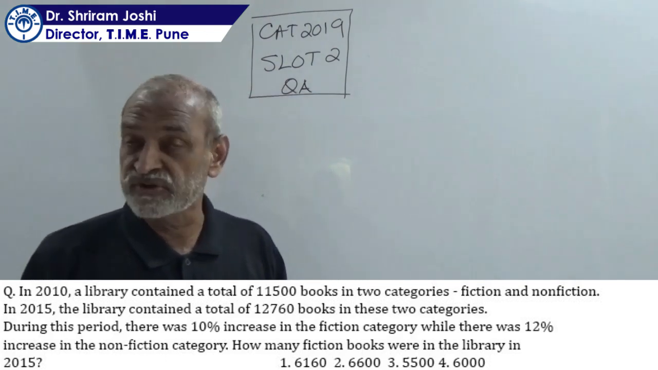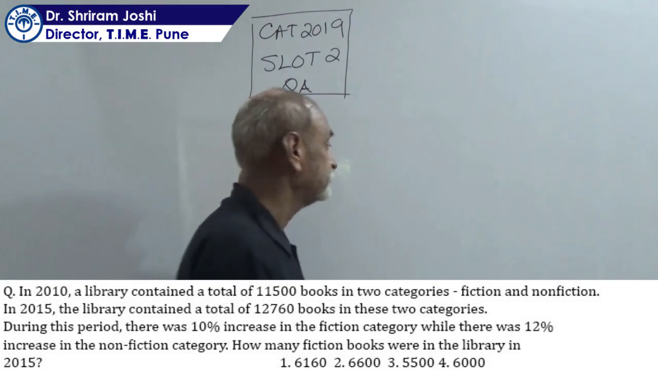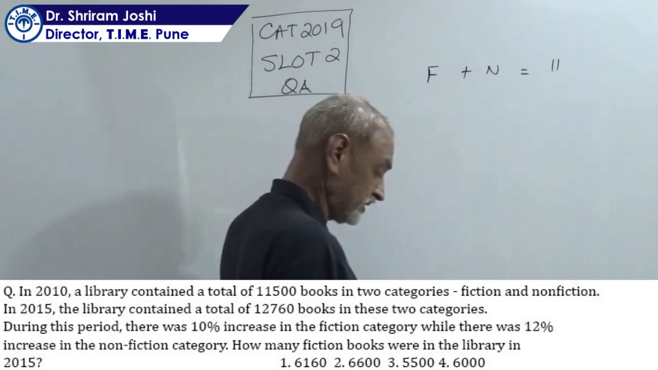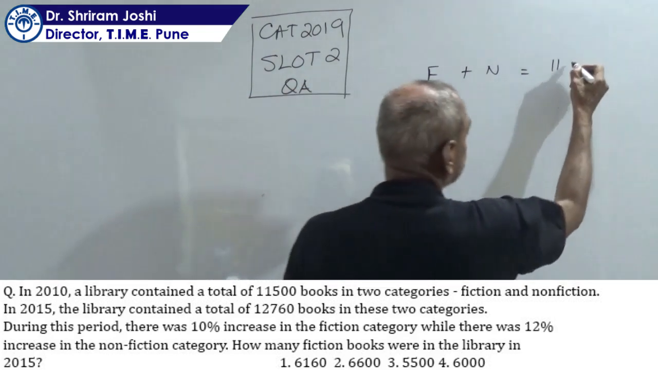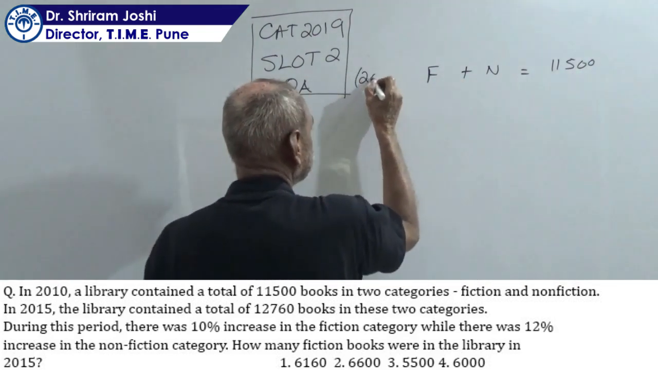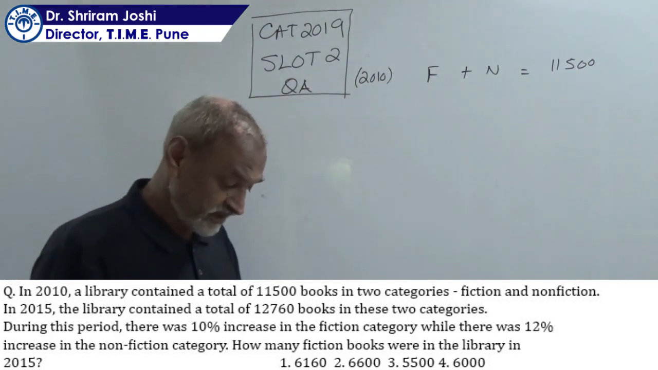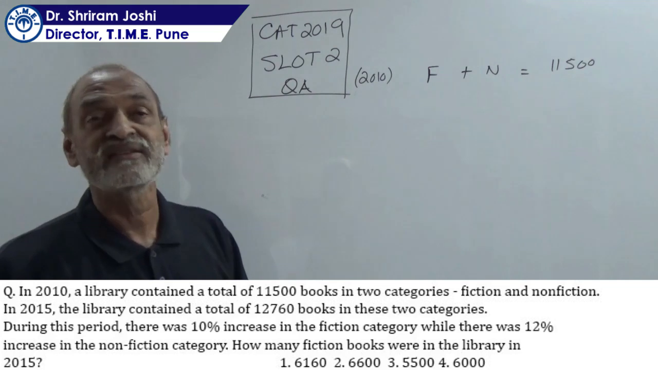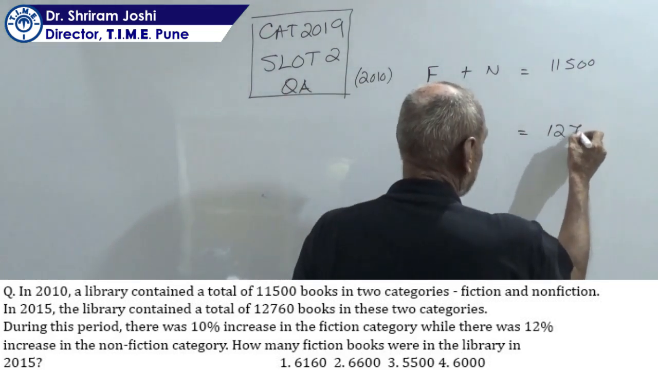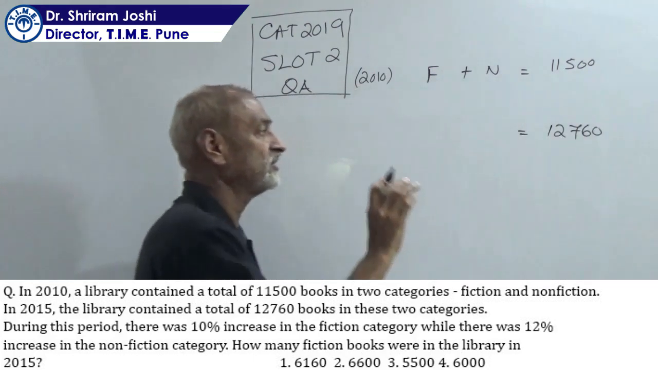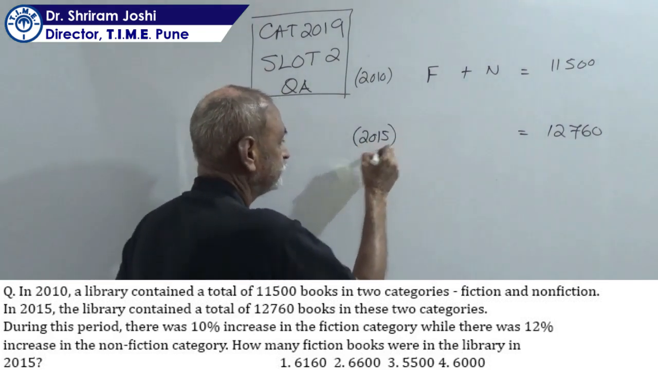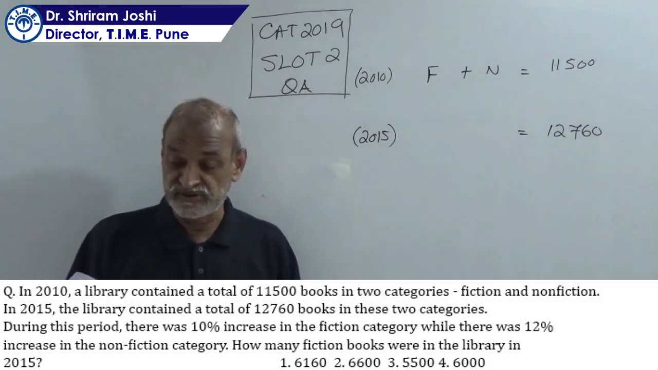In the library, in 2010, 11,500 books in two categories, fiction and non-fiction. So fiction and non-fiction together, 11,500. This is a situation in 2010. Then what happened? In 2015, the library contained 12,760 books. Please understand, these are not very friendly numbers. They are not in perfect thousands or hundreds or anything like that. This is the situation in 2015. Total number of books, 12,760.